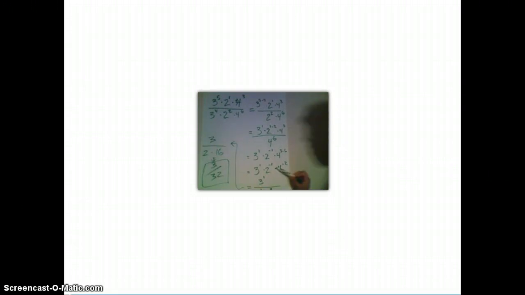And then I was left with this. I look at my negatives because those are the only ones that I need to switch. Negative 1, negative 2, I moved those down to the denominator, and then I simplified it to this.